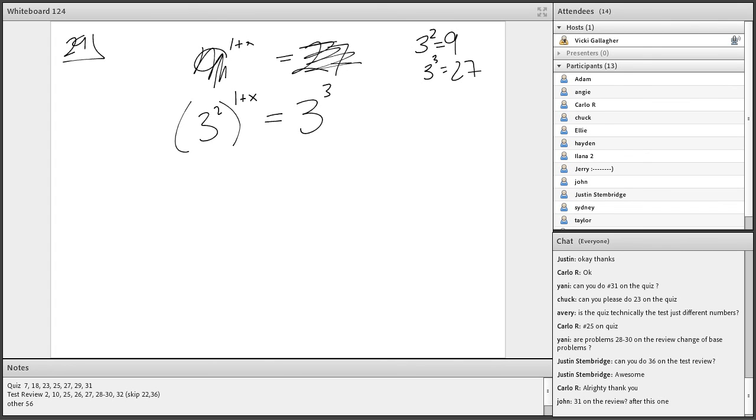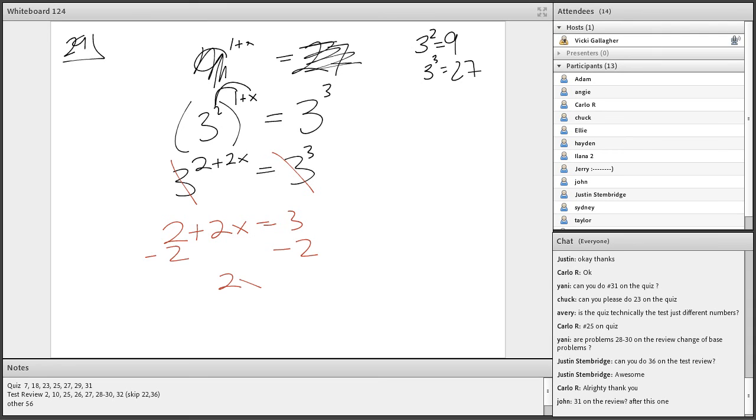If the exponent was an adding or subtracting problem, you are going to have to distribute. So this is 2 plus 2x. And at this point in time that both of my bases are 3, I can now cancel out the bases and I can just make the exponents equal to each other. And so the answer to this one is 1/2.